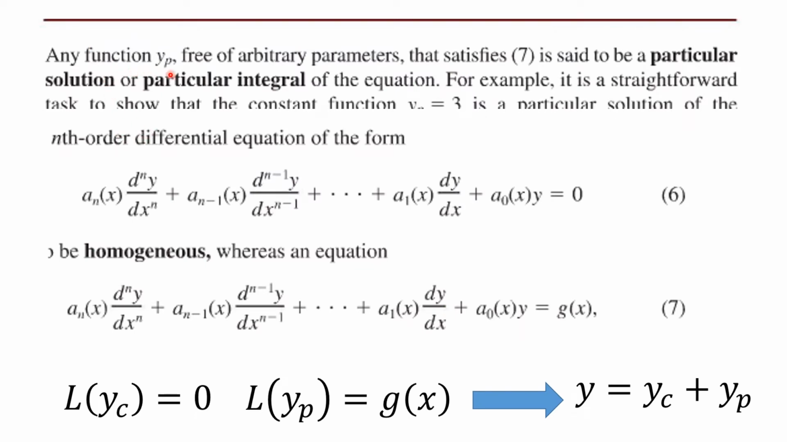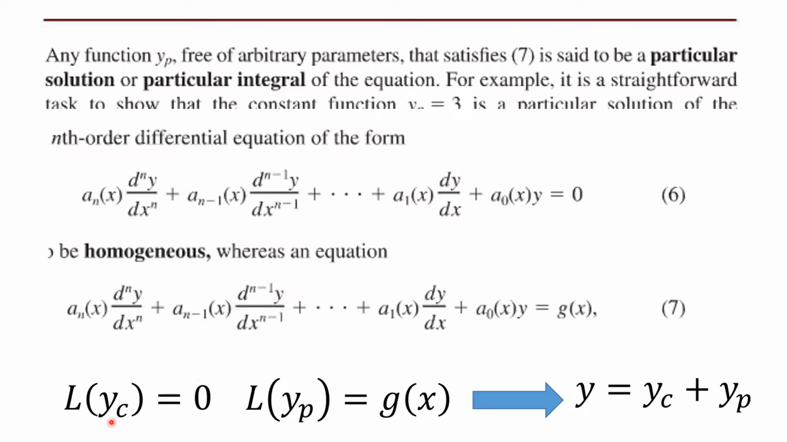Any function y sub p, free of arbitrary parameters, that satisfies equation 7, the non-homogeneous equation, is said to be a particular solution. That's where the p comes from, or particular integral of the equation. Now this is where we're going then.